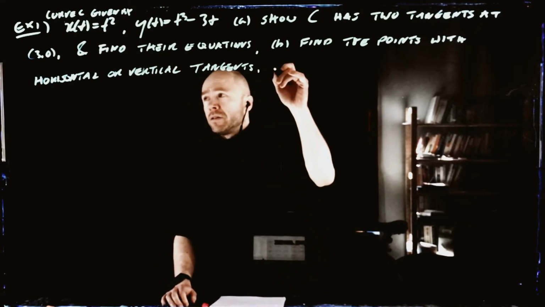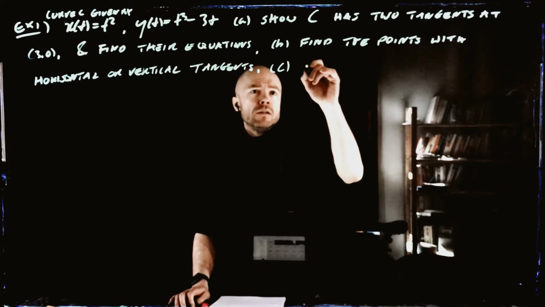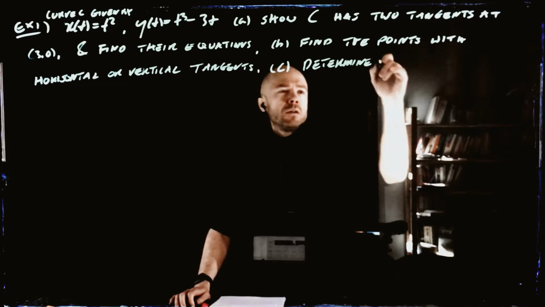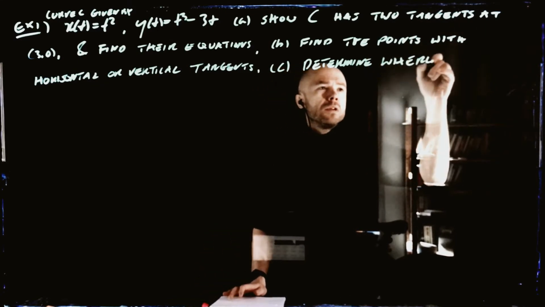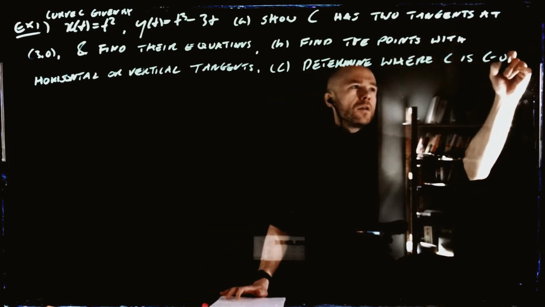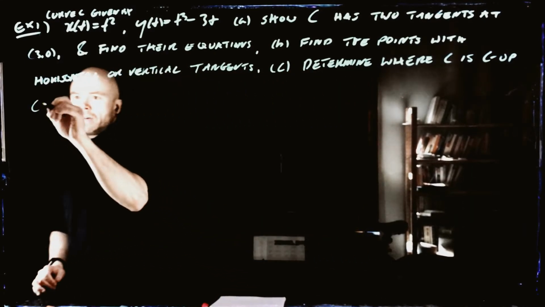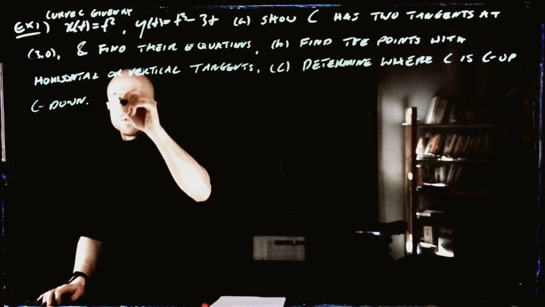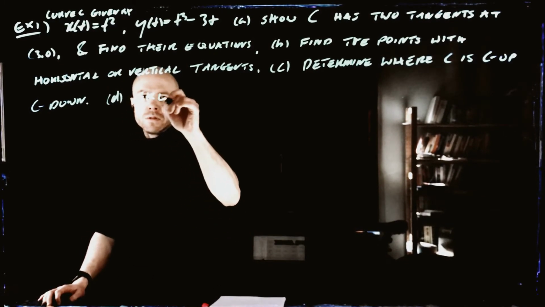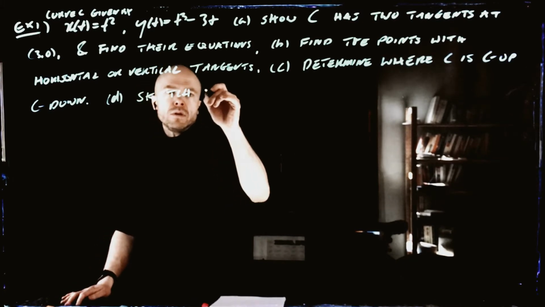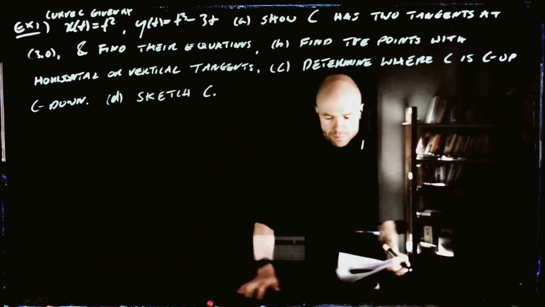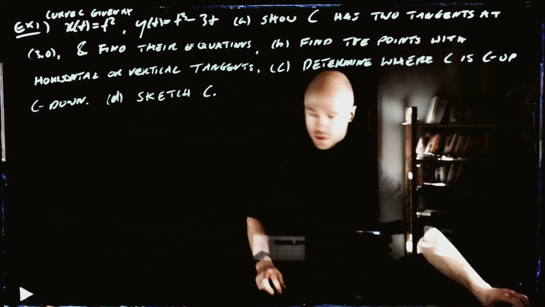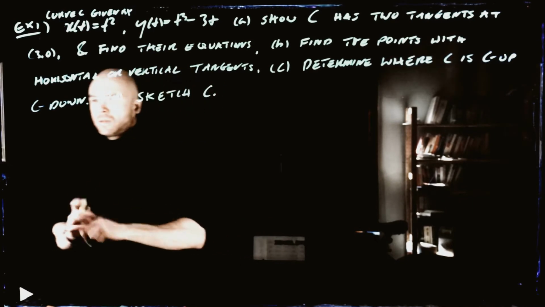Determine where the function is concave up or concave down, or the curve is concave up or concave down. Concave up is C up, and concave down is C down. And finally sketch it. All right. So let's get to work on this. Solution.